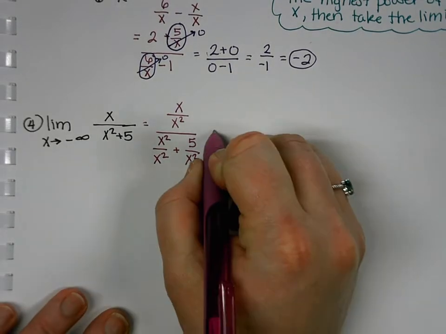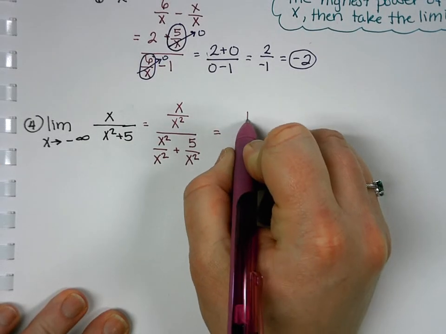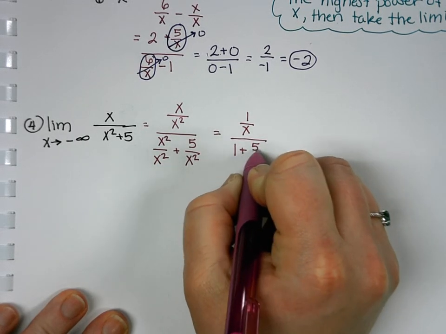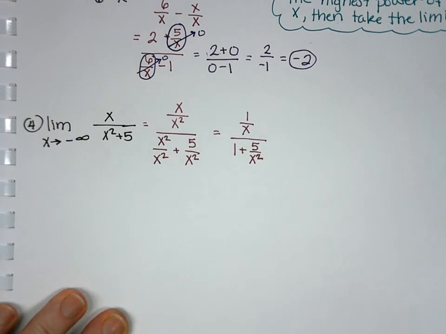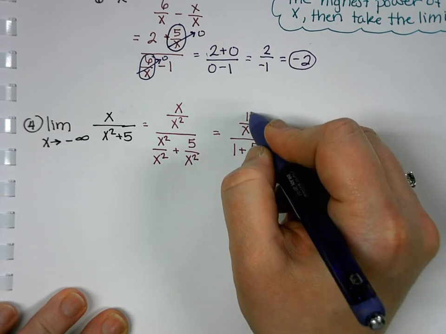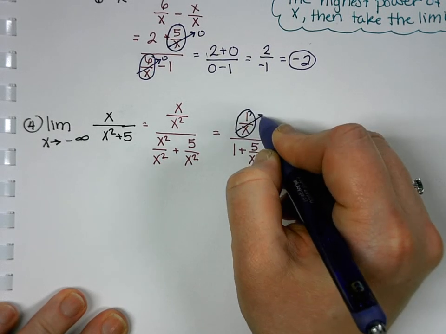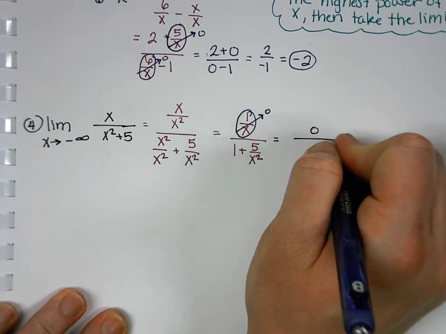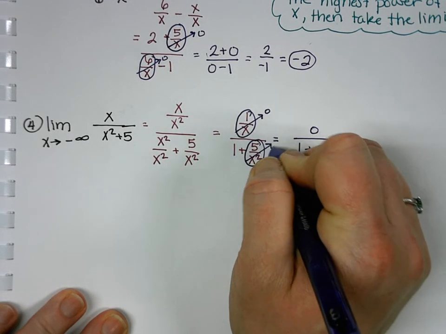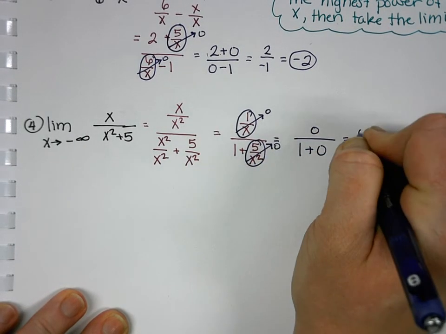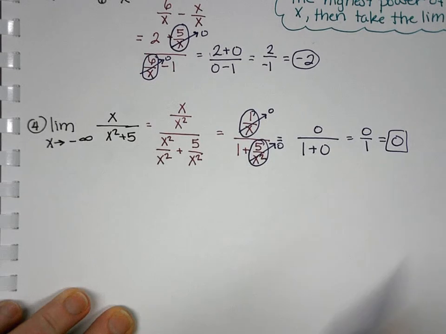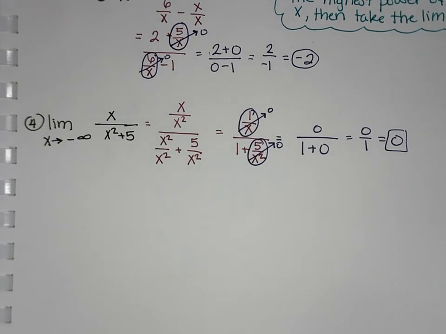And I am going to simplify where I can. So this will become 1 over x on top. On bottom I'll have 1 plus 5 over x squared. And then I'll do my limit. So if I take the limit of 1 over x, that'll go to 0. On the bottom I'll have my 1. I take the limit of 5 over x squared. It goes to 0, and I get 0 over 1. Because 0 is on top, we would just say our answer is 0, or our limit as x goes to infinity is just 0.